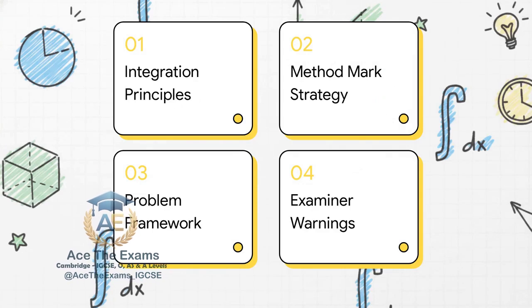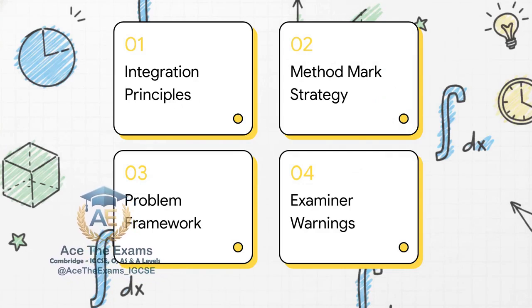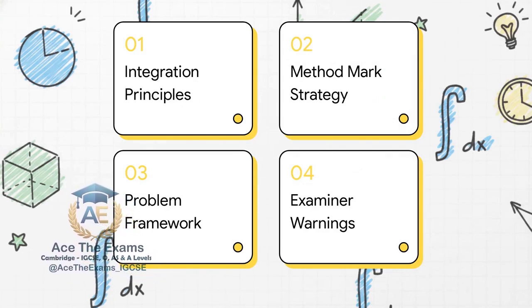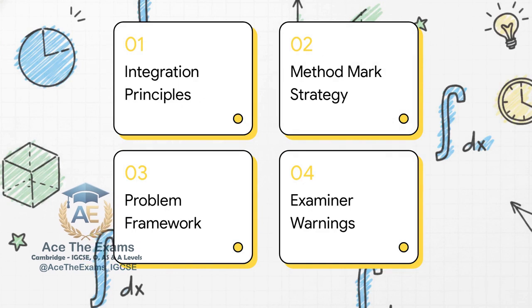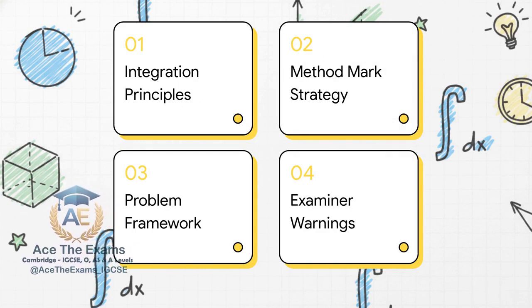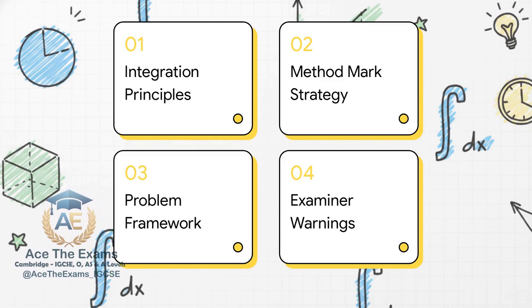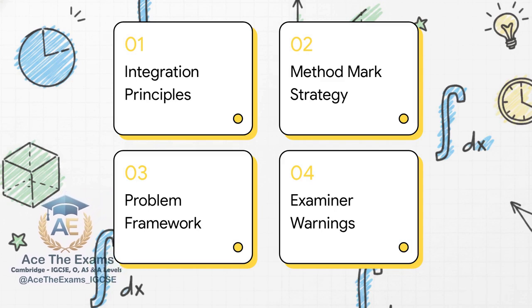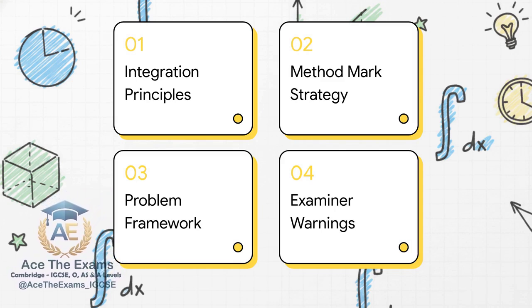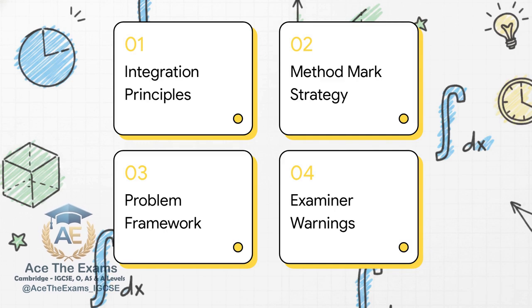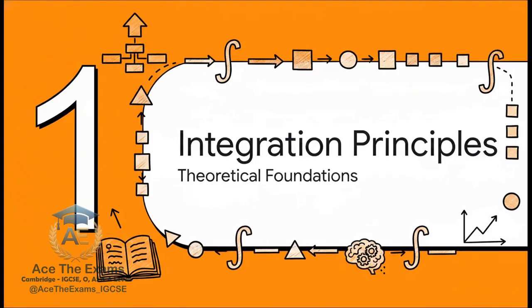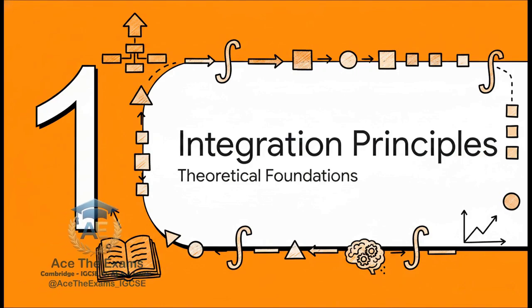So, here is our roadmap for the session. We've got 4 critical phases. First, the core integration principles. Second, the method mark strategy. Third, a universal problem-solving framework. And finally, the top examiner warnings. Let's move. Section 1, Core Integration Principles. This is where we lay down the absolute theoretical architecture of Section 2.5.